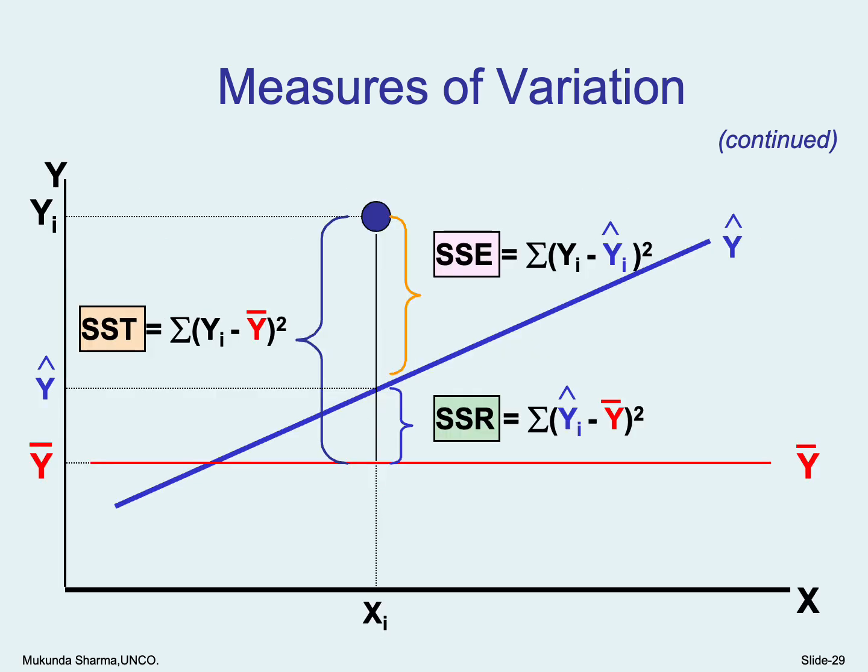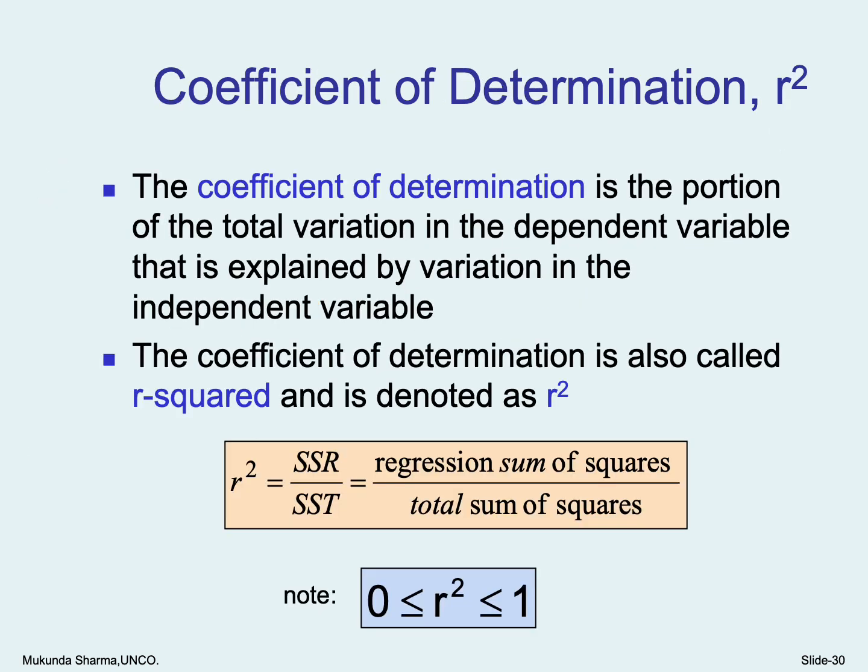The coefficient of determination, R square, quantifies the proportion of variation in the dependent variable explained by the independent variable. A higher R square value indicates a stronger relationship between variables, with values ranging from 0 to 1.